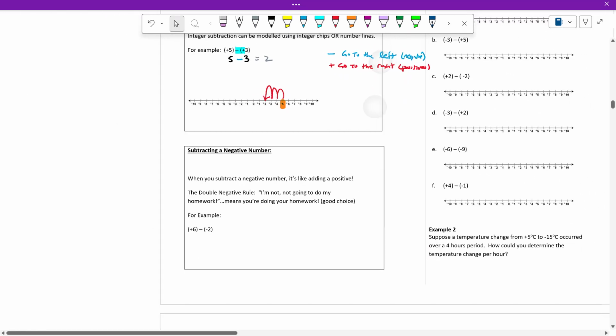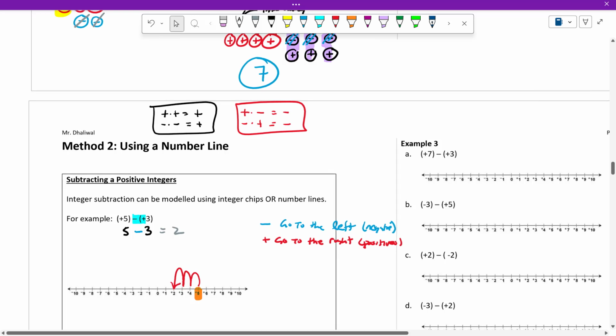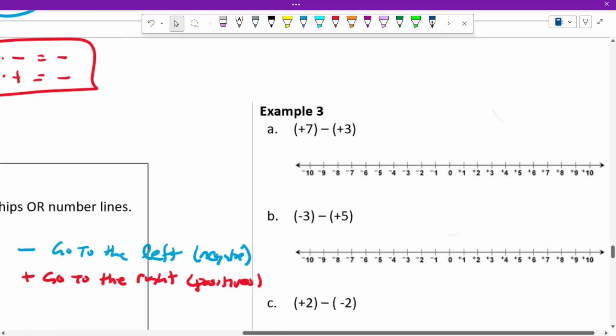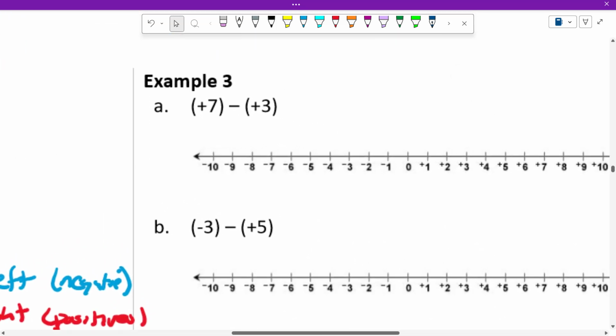All right, let's go. Which ones? I'm not sure if we'll need to do all these. We'll see. All right.